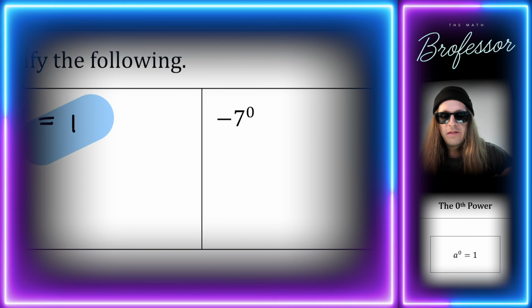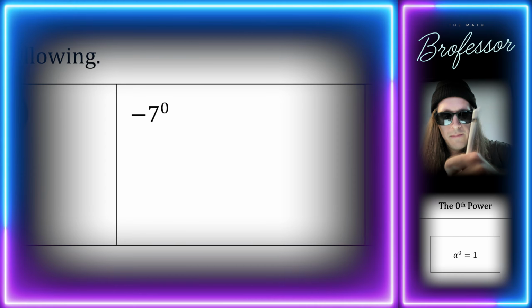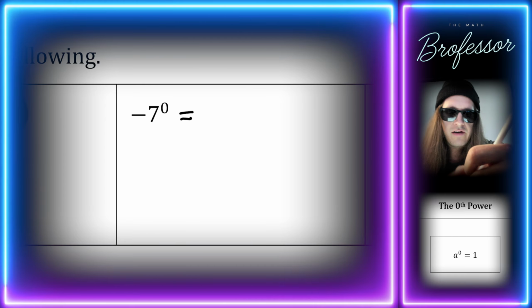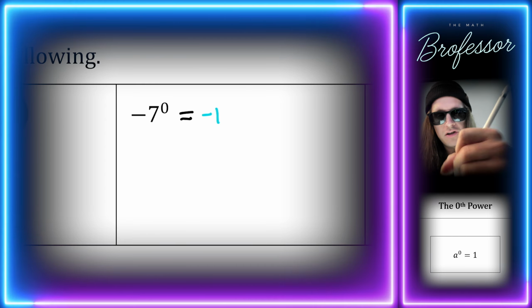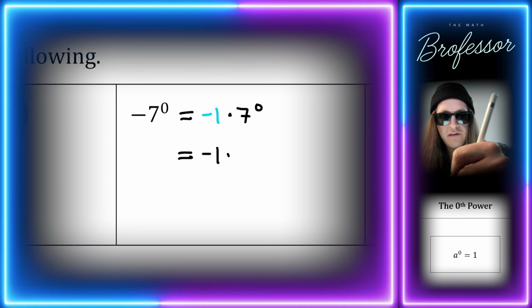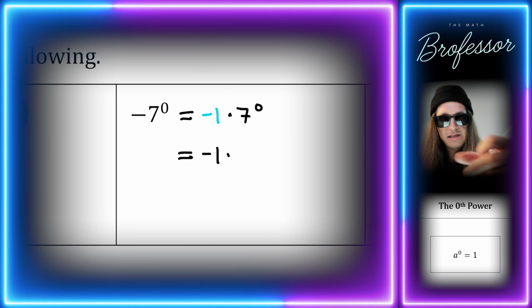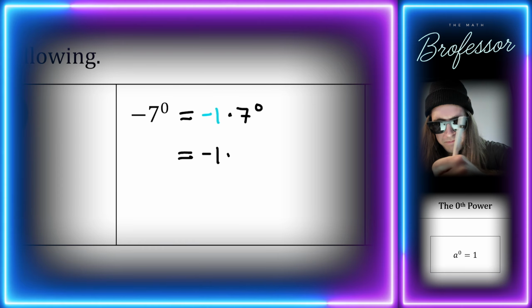But here, in the next example, we're going to remove the parentheses. So a way you could think about this is this negative out front is a functioning negative 1. So we could rewrite this as negative 1 times 7 to the zeroth power. And 7 to the zeroth power right there, that's going to be your 1, right? That's going to give you your 1. So that right there is a 1, and negative 1 times 1 is negative 1.